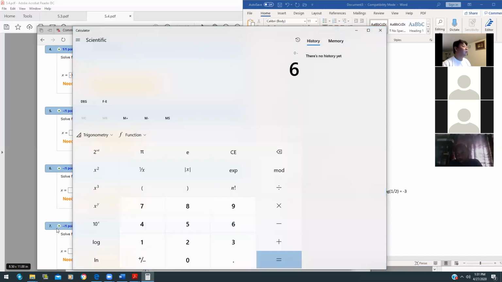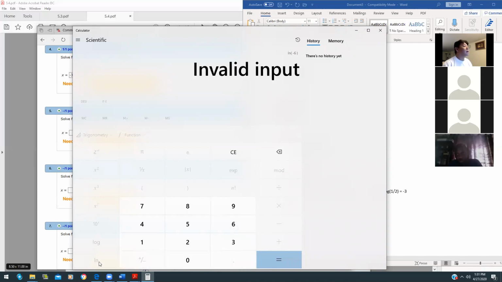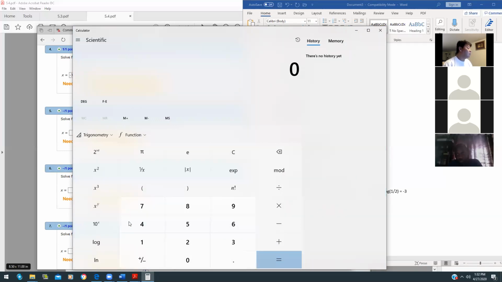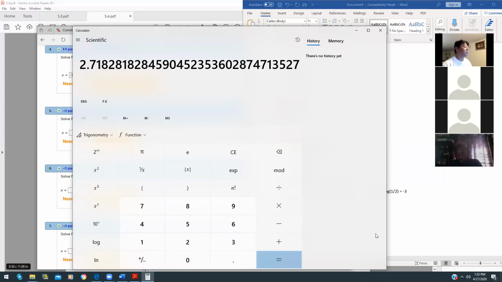-6. Ugh, I hate my calculator. 6 negative ln. Oh, not ln, e. Where's my e? This one. Yep. Oh my god, this is really bad. I really do not like my calculator.